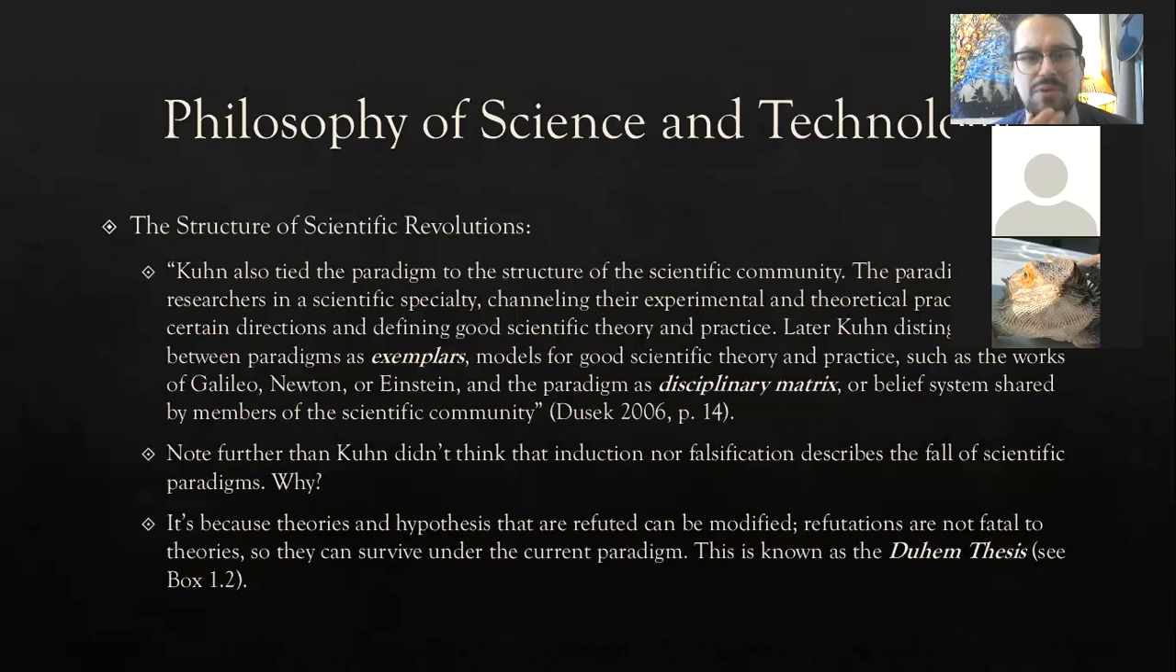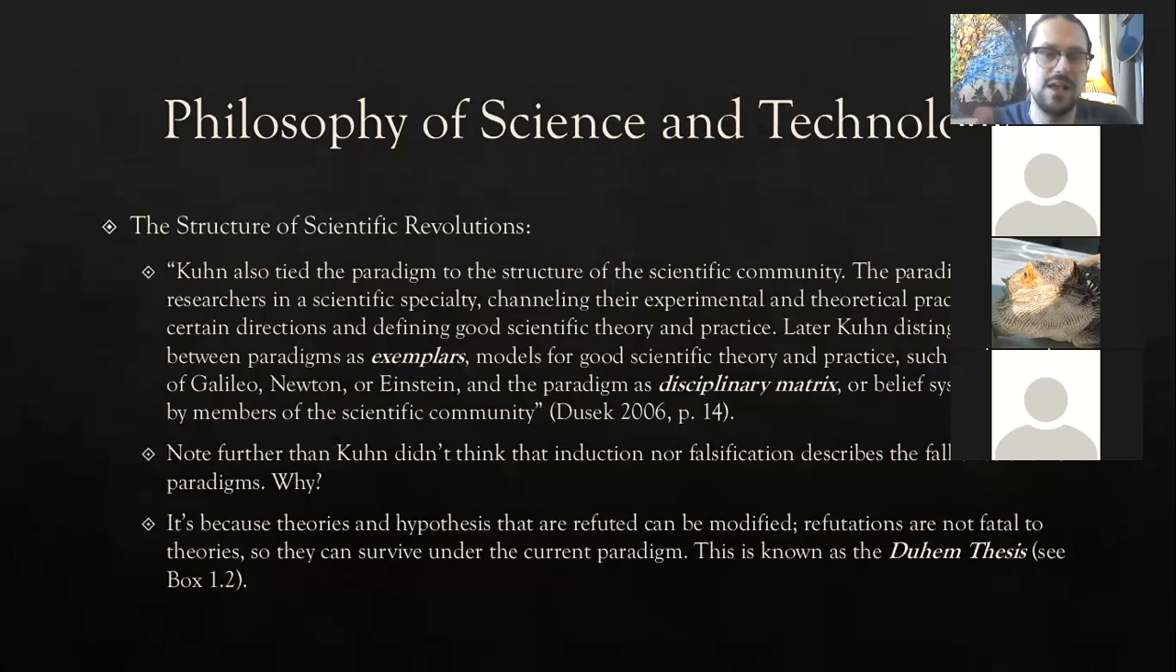I wonder if we can come up with an example. Can we come up with an example of a discovery that undermines a theory, but which doesn't cause a paradigm to fall or to change? First of all, let's work out what our paradigms are. Aristotelian physics and metaphysics is certainly one paradigm. I would say that Newtonian physics is another paradigm. And general relativity and quantum mechanics are a further development of that paradigm. So just so that we know where the borders are here, can we think of any examples of theories that are refuted and then modified such that they're not fatal, such that they can survive under the current paradigm?